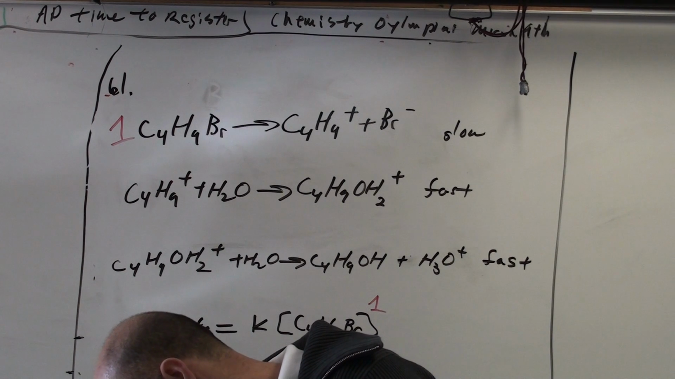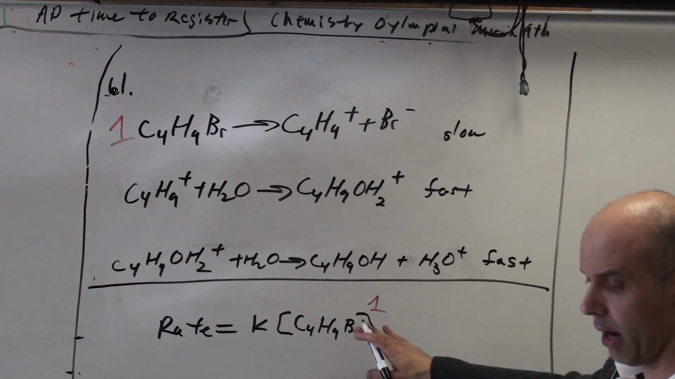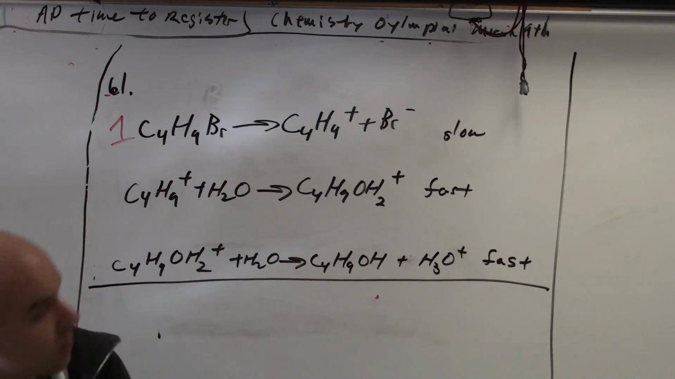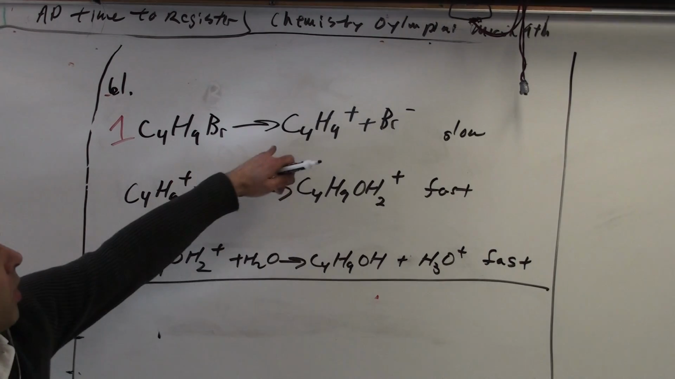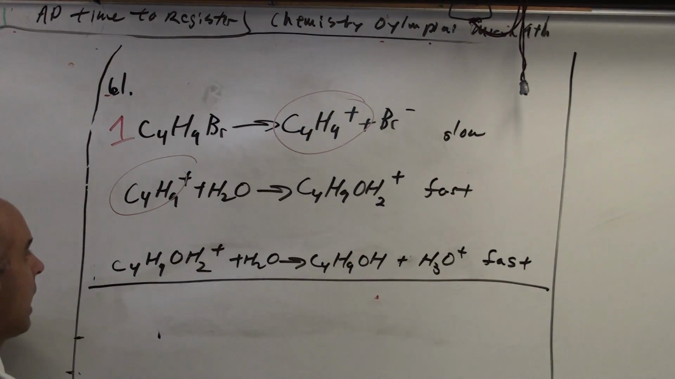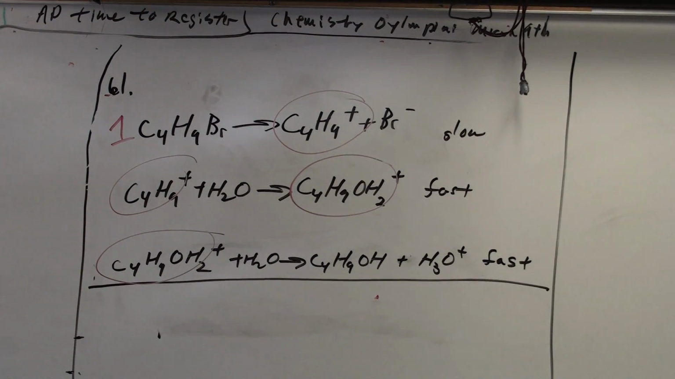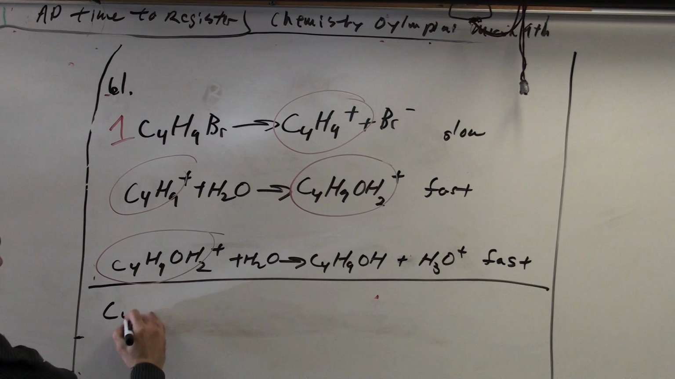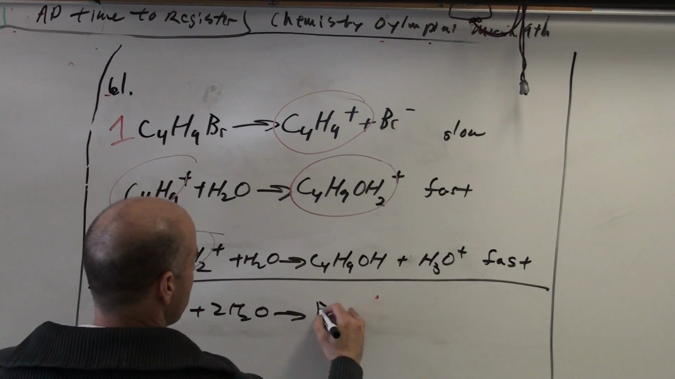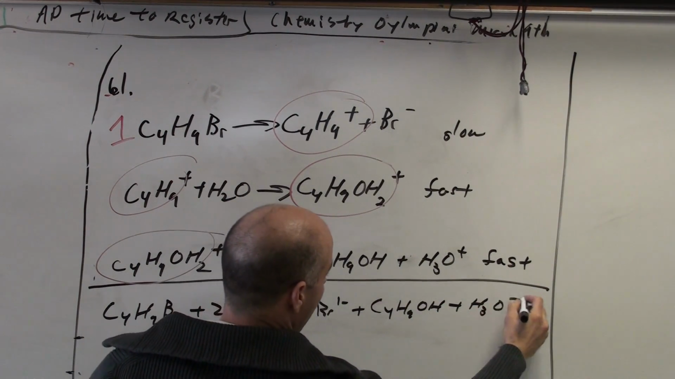Intermediates in this reaction. Well, let's balance the overall reaction. Now that we have that, I'm going to go ahead and erase that. So, let's identify the intermediates first. So an intermediate is produced in one and consumed in another. So here is an intermediate, and here is another intermediate. So you have 2 intermediates in this reaction. Our overall reaction was going to be C4H9Br plus 2 H2O, yielding Br⁻ plus C4H9OH plus H3O⁺.